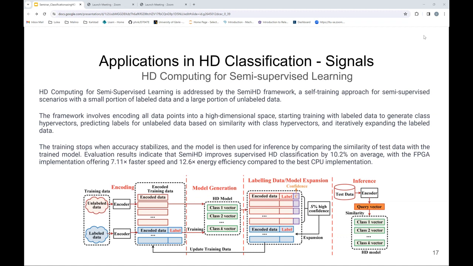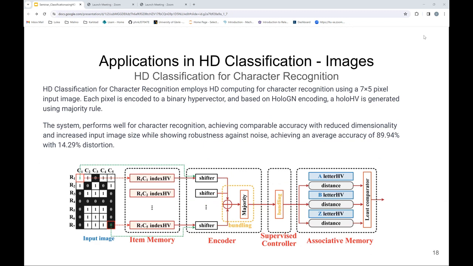The evaluation results of this framework show improvement over supervised HD classification by more than 10% on average with FPGA implementation, offering approximately 7 times faster speed and 12 times energy efficiency compared to the best CPU implementation. Next slide, please.